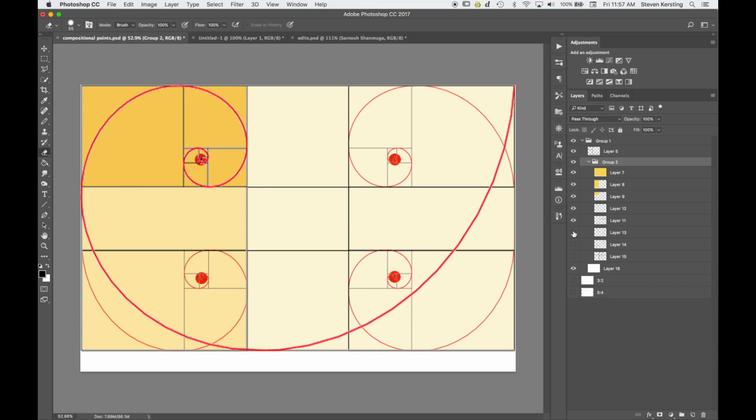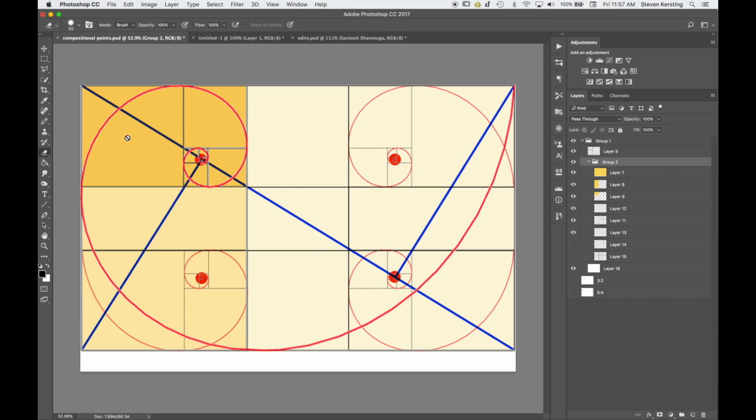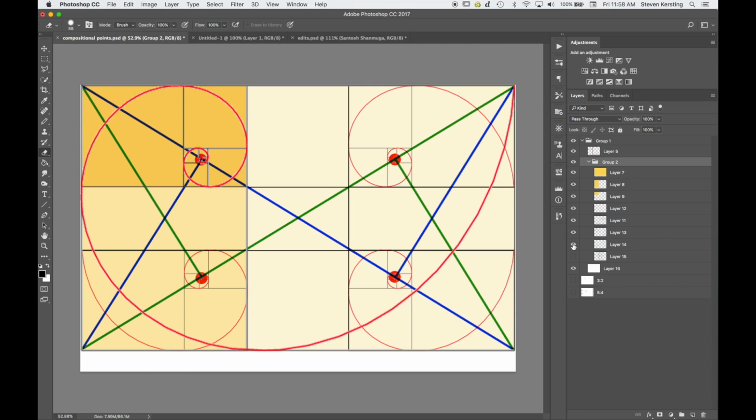Then we have the golden triangle rule, which is simply another way of locating these same points by bisecting the diagonal of the long edge and then coming off at a 90-degree angle to the other corner, and we get the same points of focus. If we do it from the other direction, we wind up with all 4 points of focus. So those are the golden spiral and golden triangle important points in a composition of a 1.618 aspect ratio.